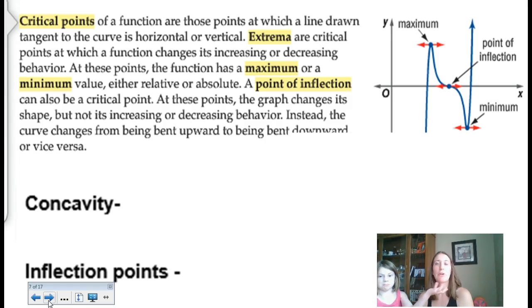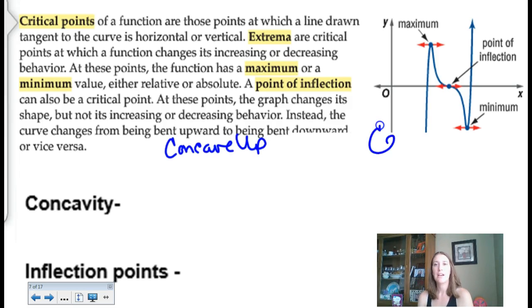Okay, critical point. A critical point is where your function switches its increasing to decreasing. So any maximum or minimum extrema are critical points. But we also have to talk about something called an inflection point. That's in a pre-calculus book. So an inflection point is when your function changes its concavity. Let's talk about concavity. You have two options. You have concave up, and then you have concave down.